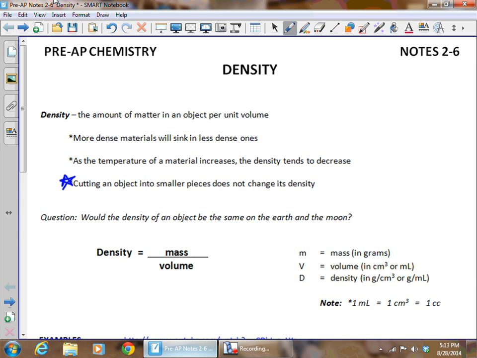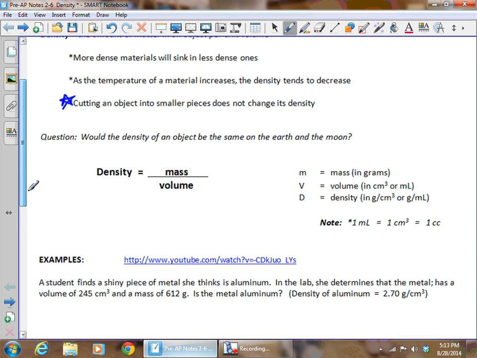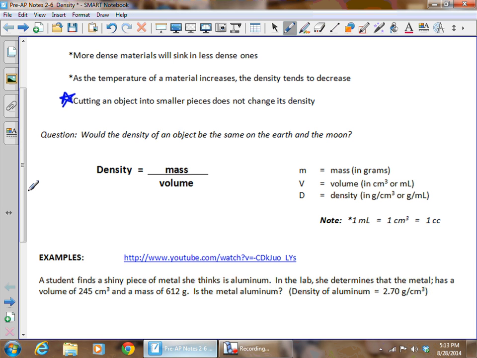So, now the question: would the density of an object be the same on the Earth and the Moon? Keep in mind, looking at our definition, that it's mass per unit volume. Since mass doesn't change between here and the Moon, it would stay the same. Mass and volume would both be the same on the Moon as they are here on Earth, so the density would still be the same.